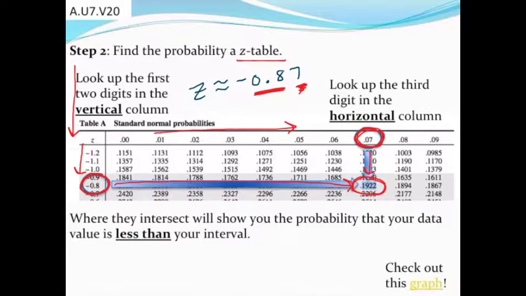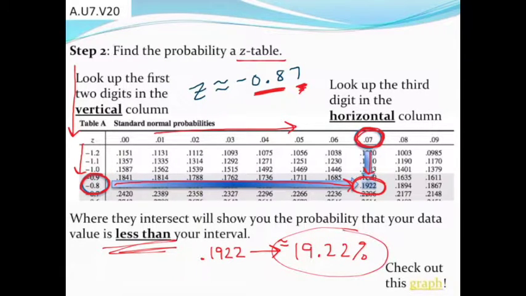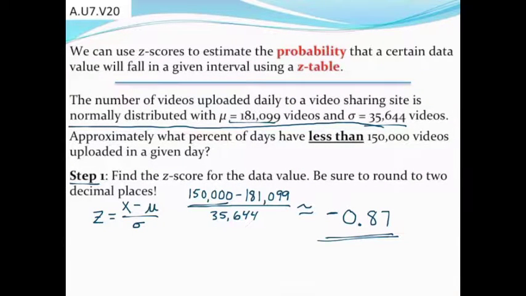Again, if you can't see this on here, hopefully you're looking at your z-table at home, and the value I see there is 0.1922. What that number represents is the probability that you are less than, which is what we were going for. This time we wanted to be at 150,000 videos or less. That number represents your probability, or your percentage of days where that would happen. If I translate that into a percentage, I'll multiply by 100. I'm going to say approximately 19.22% of the time. And if I go back and look at the question, about 19.22% of the time we expect to be uploading less than 150,000 videos.